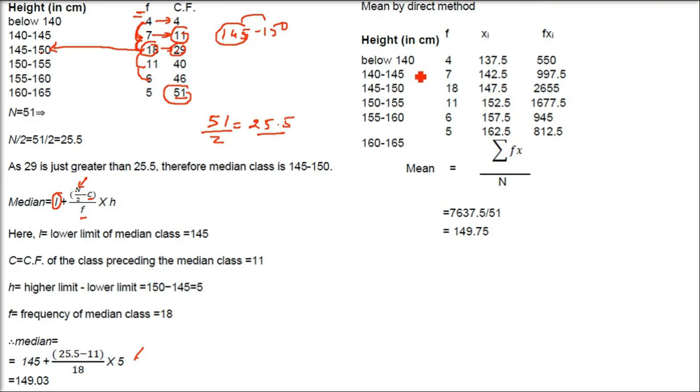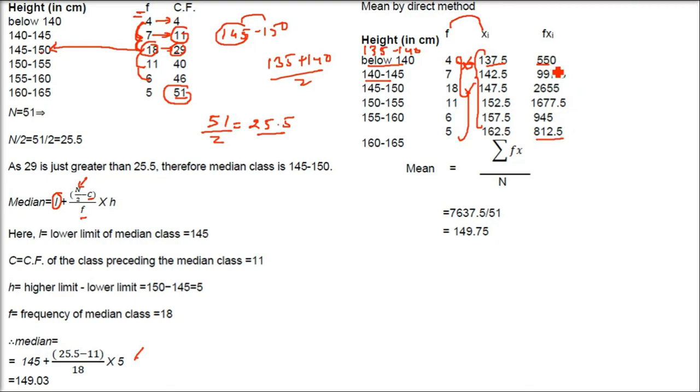Now coming to the mean, just use the direct method. How to do this? We already had this. You already have f. So just take the middle point. For 135 to 140, take the middle point, like 135 plus 140 divided by 2. So you have to do it for each and every term. So you have xi. The frequency was already there. So now multiply fi xi. So 4 into 137.5, 7 into 142.5. Multiply f and x.